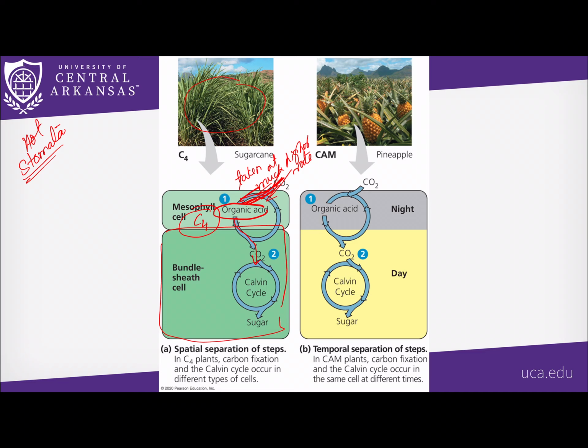Now another way to fix this is by temporal separation, that is the time, night and day. Some plants like pineapple, during the night the stomata are open and the carbon dioxide enters the mesophyll cell, and it is stored in an organic molecule in the night time. During the daytime, the stomata are closed. But we already have stored carbon dioxide in the organic molecule, which we did in the night. So in the daytime, even though the stomata are closed, the stored carbon dioxide can be released and used for the Calvin cycle. These are called CAM plants, and this is another way to store.